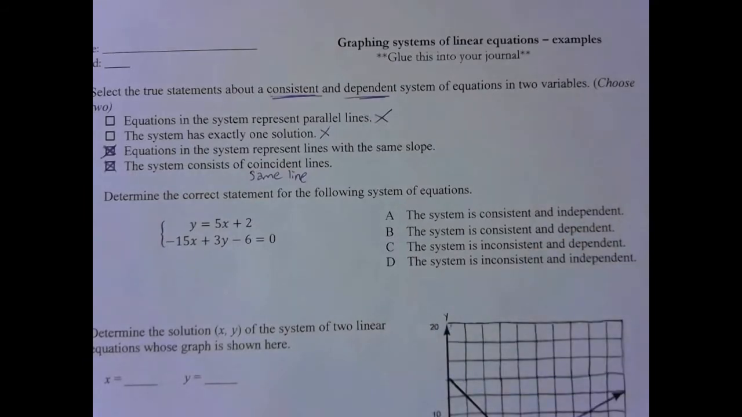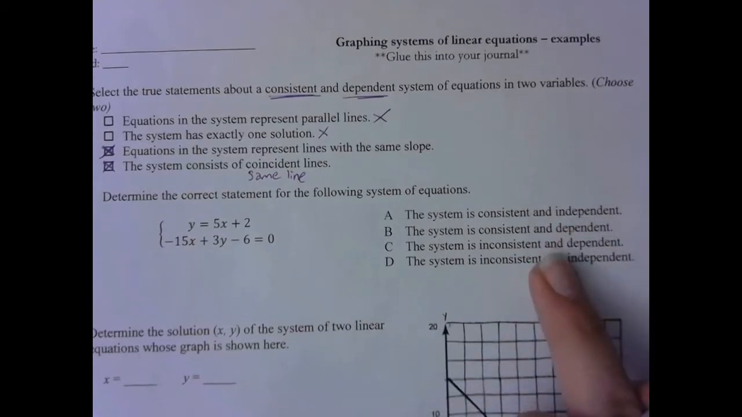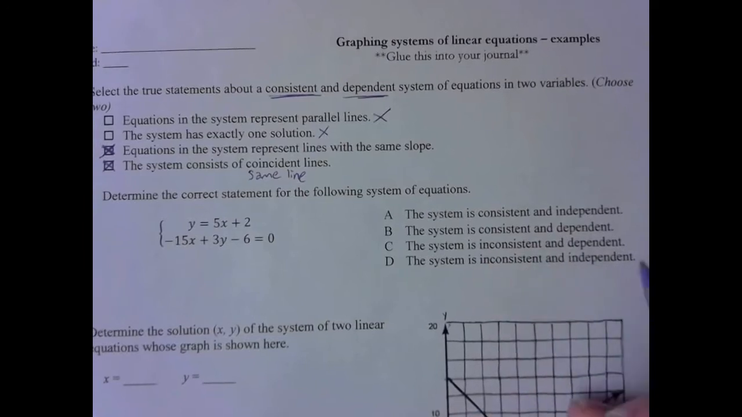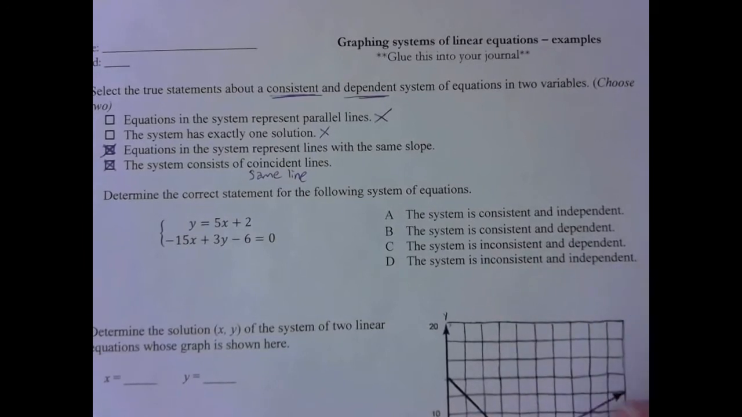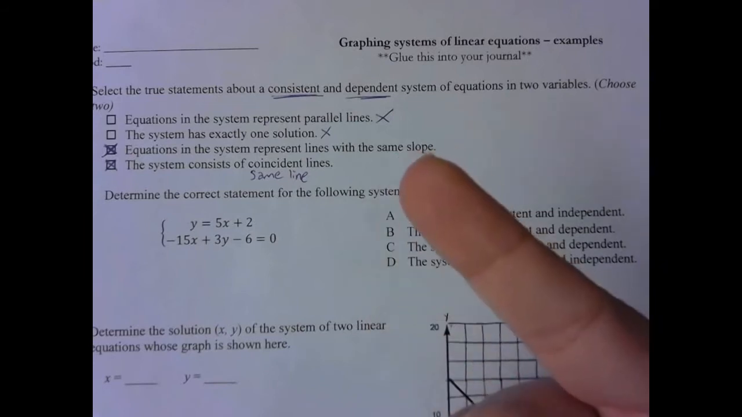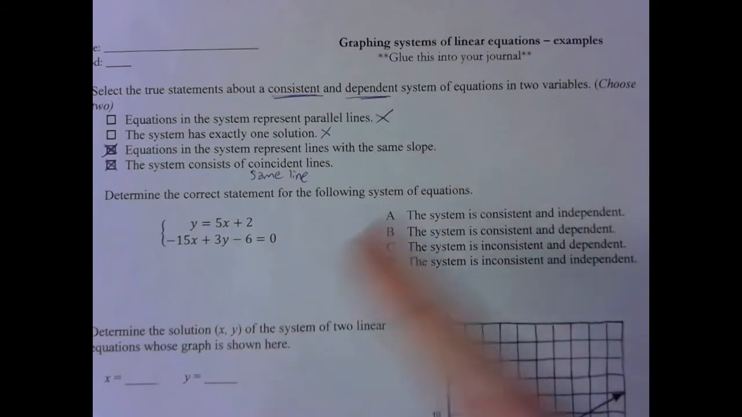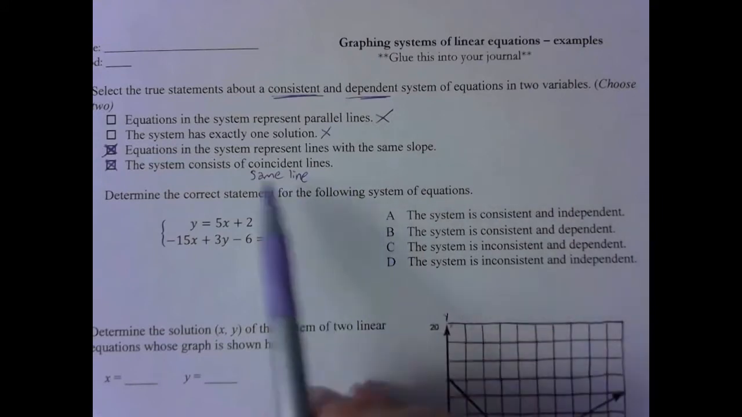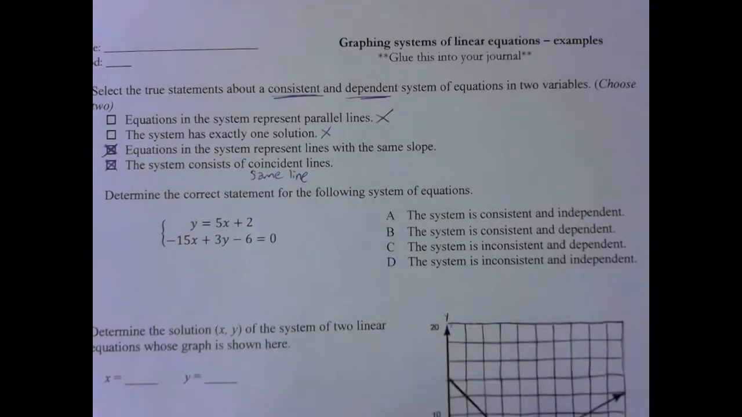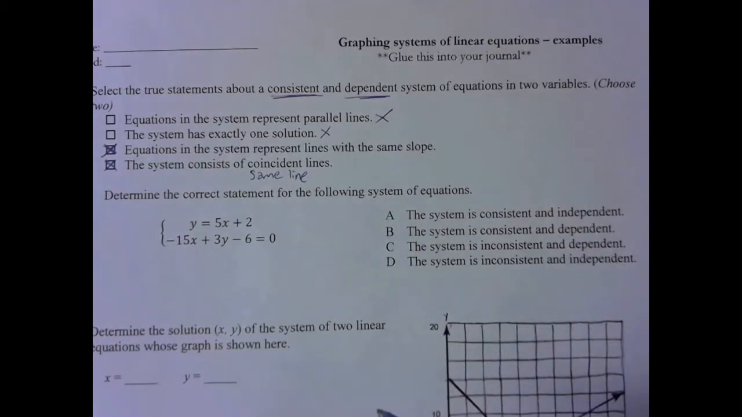All right, let's determine the correct statement for the following system of equations. So we want to know, is it consistent, independent, and all these big words. Basically, what it's saying is, do these two lines cross once? Are they parallel, never cross at all? Or are they coincident? Are they one on top of the other? Well, to know that, we need to first see if they have the same slope, because if they have the same slope, then it cannot be independent. We can at least knock out one answer, because independent means it has one point in common.